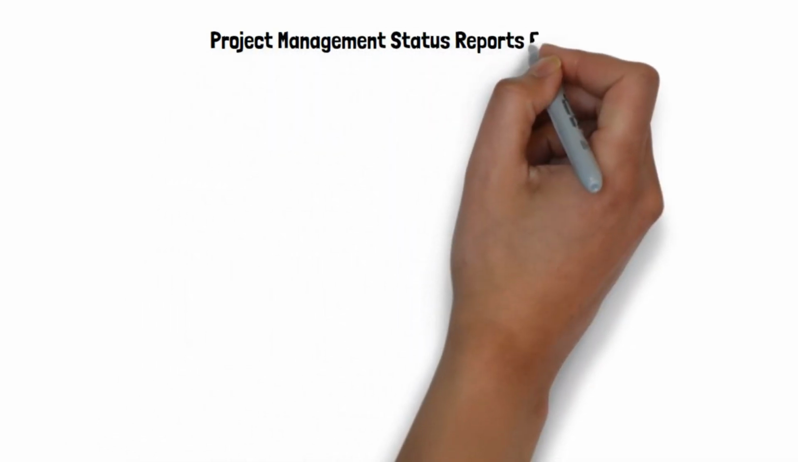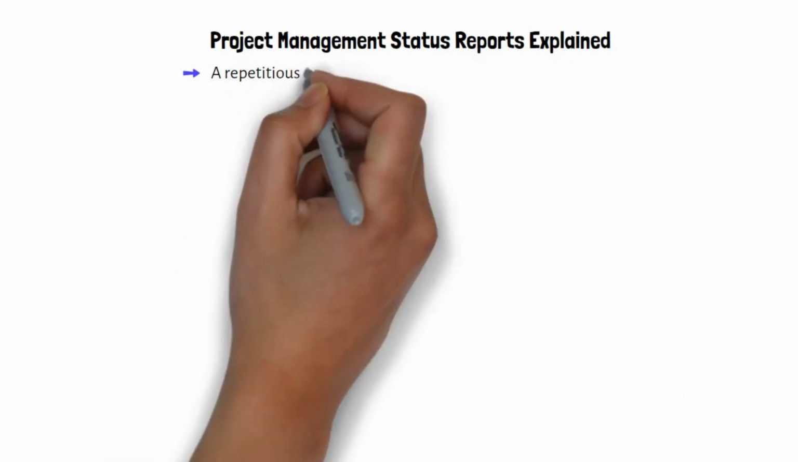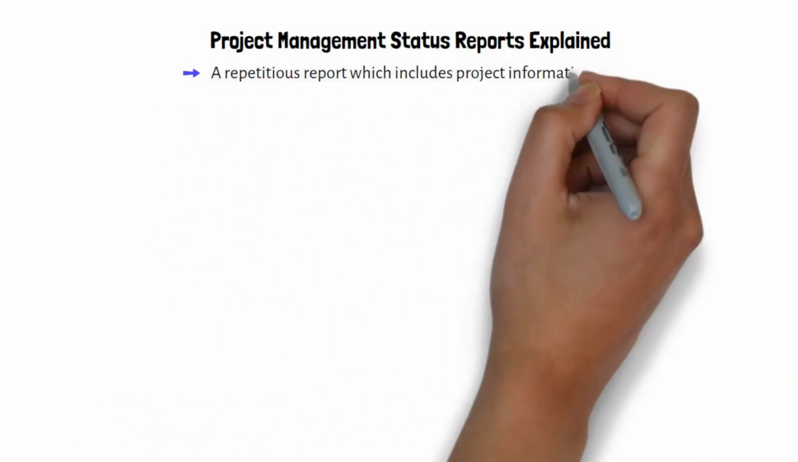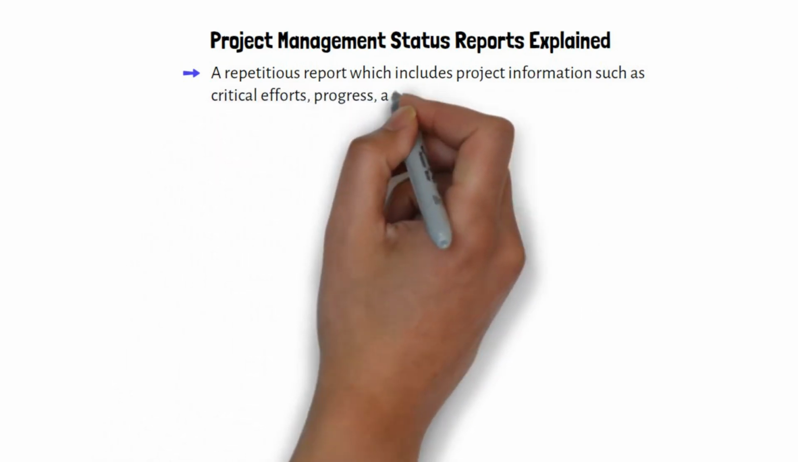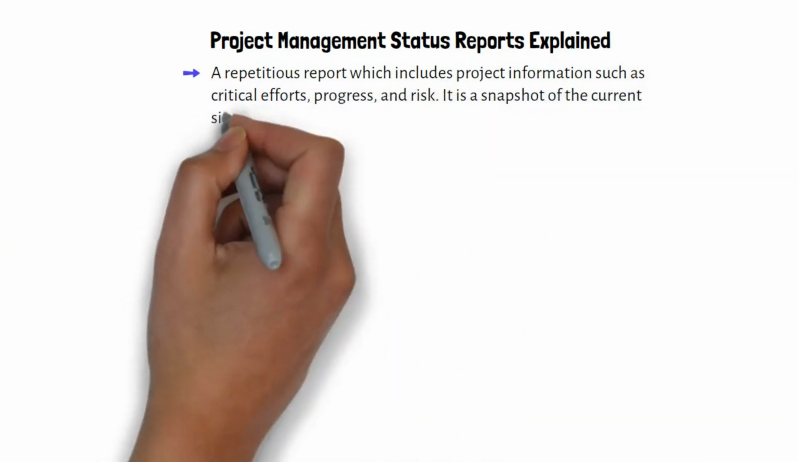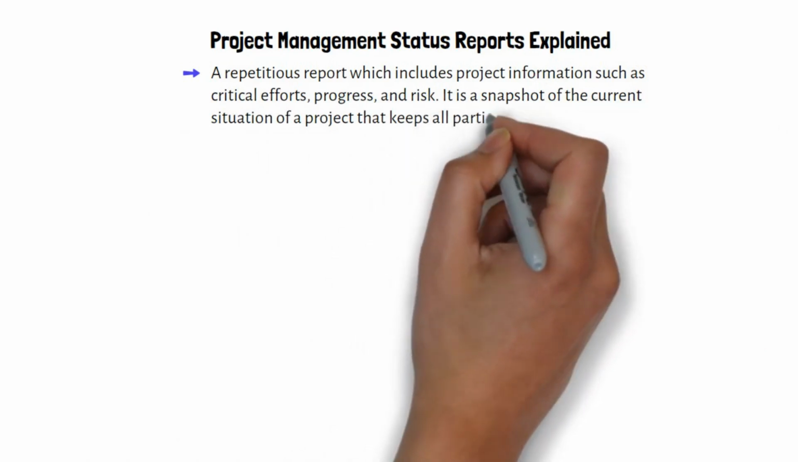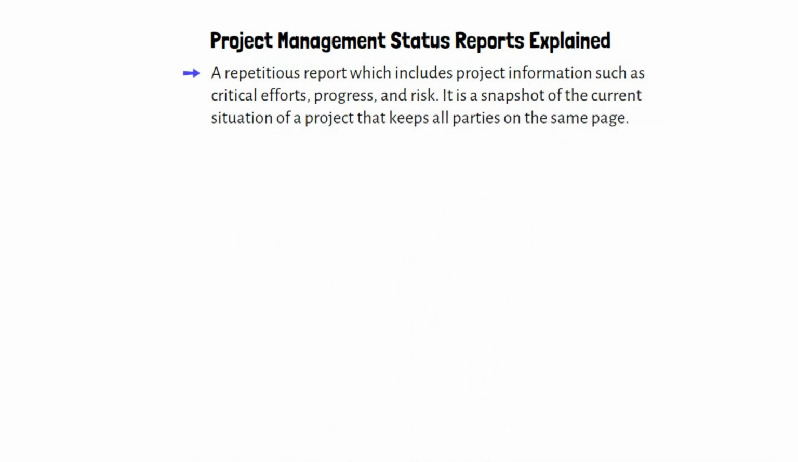Project Management Status Reports Explained. A project status report is a repetitious report which includes project information such as critical efforts, progress, and risk. It is a snapshot of the current situation of a project that keeps all parties on the same page.